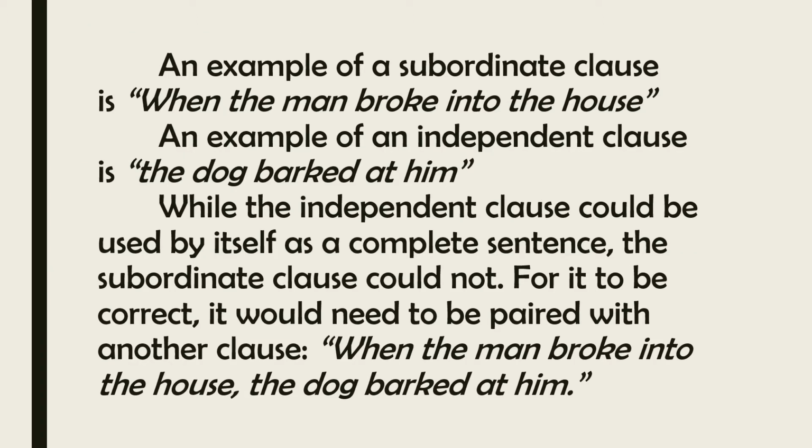An example of a subordinate clause is: when the man broke into the house. An example of an independent clause is: the dog barked at him. While the independent clause could be used by itself as a complete sentence, the subordinate clause could not. For it to be correct, it would need to be paired with another clause: when the man broke into the house, the dog barked at him. So that is a complete sentence, a combination of subordinate and independent clauses.